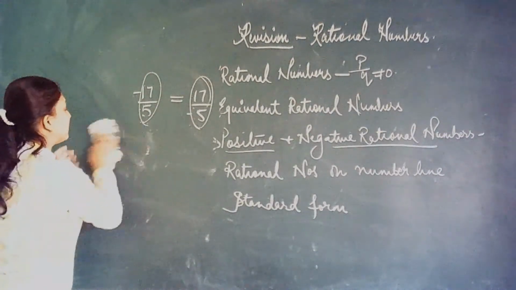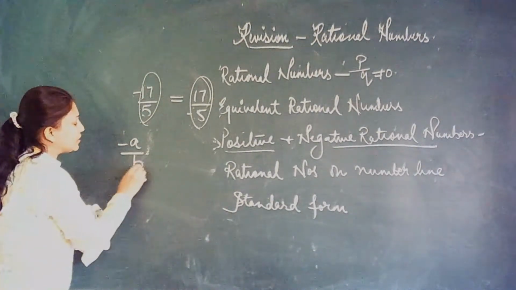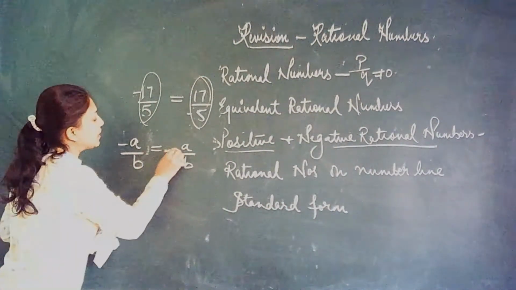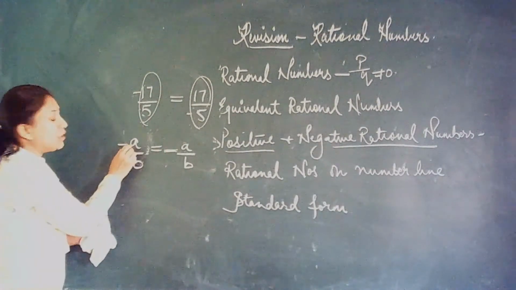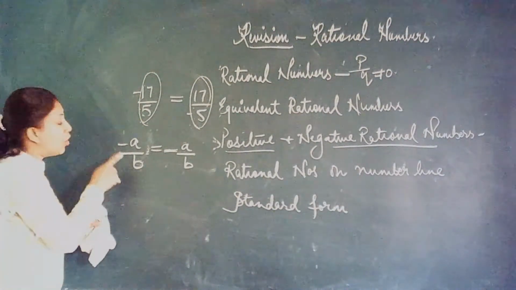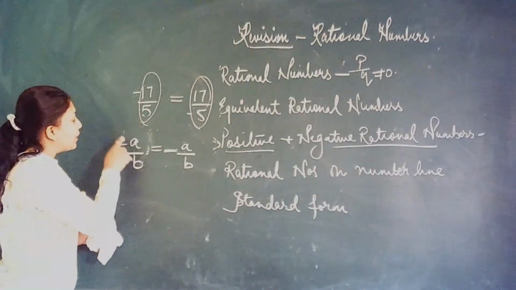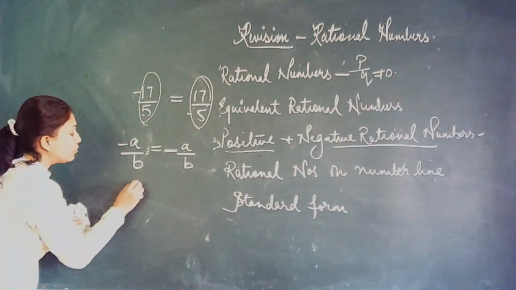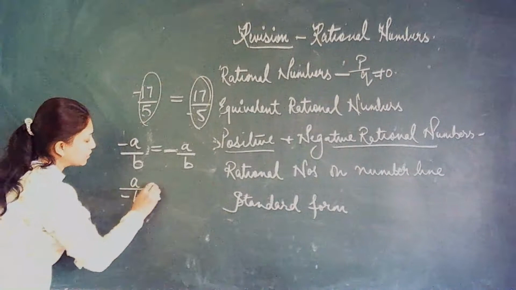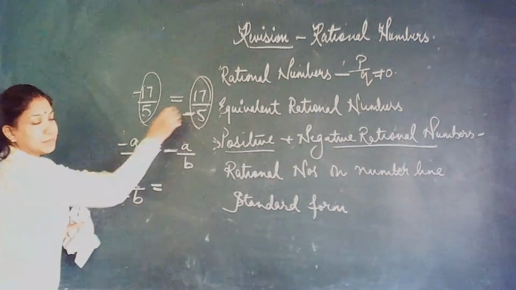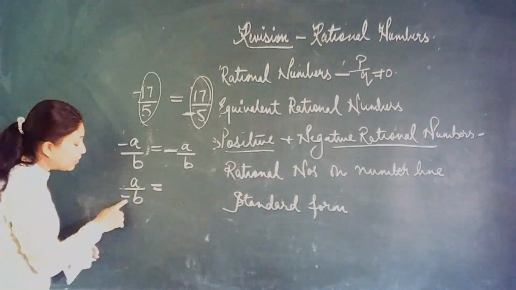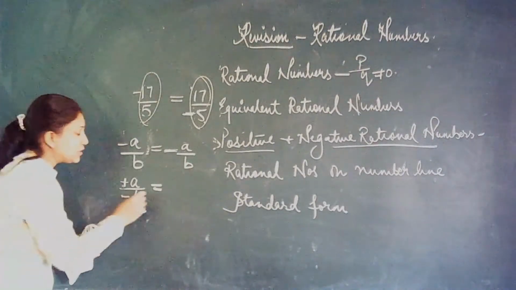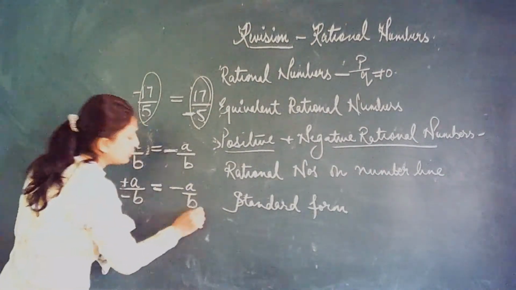I'll explain this with an example. If you have minus a upon b, it means it is a negative rational number. We represent a negative rational number like this: a upon b, whether you have the negative sign at the numerator or at the denominator. If any one place has a difference in sign, it means it's a negative rational number. Or you say a upon minus b. In that case also, one sign is different from the other, so this is also a negative rational number.